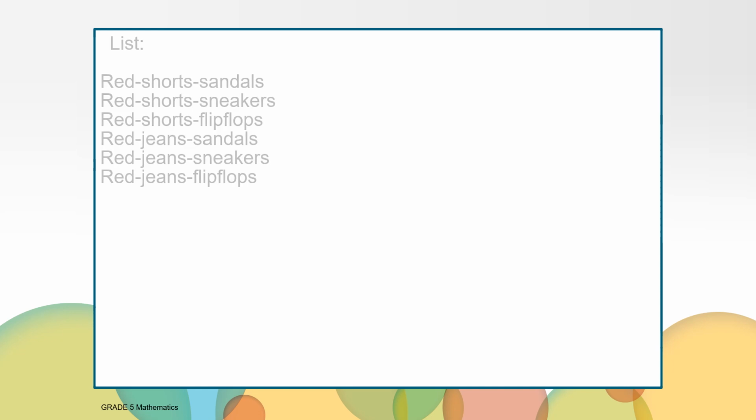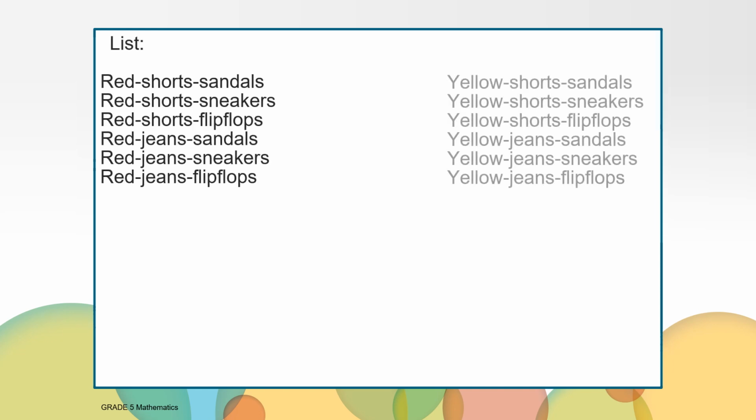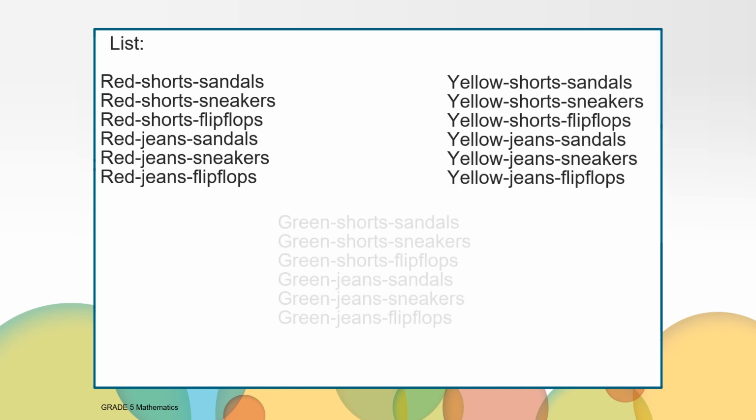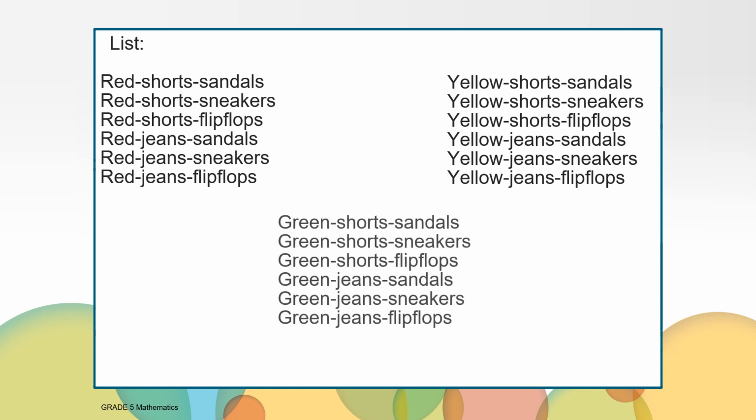Here's the list of possible combinations I could make with the clothes and shoes I want to pack. We can see that there are 6 possible combinations using a red shirt, 6 possible combinations using a yellow shirt, and 6 possible combinations using a green shirt. The total number of combinations in our list is 18. 6 plus 6 plus 6, or 6 times 3, equals 18.